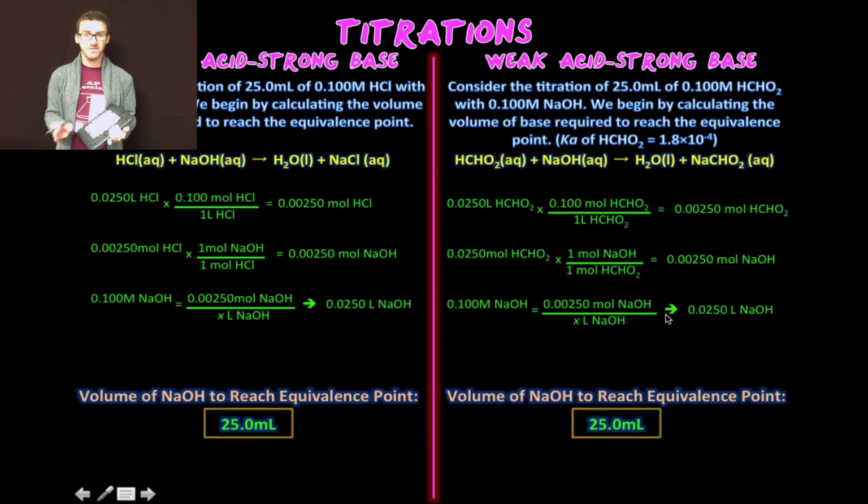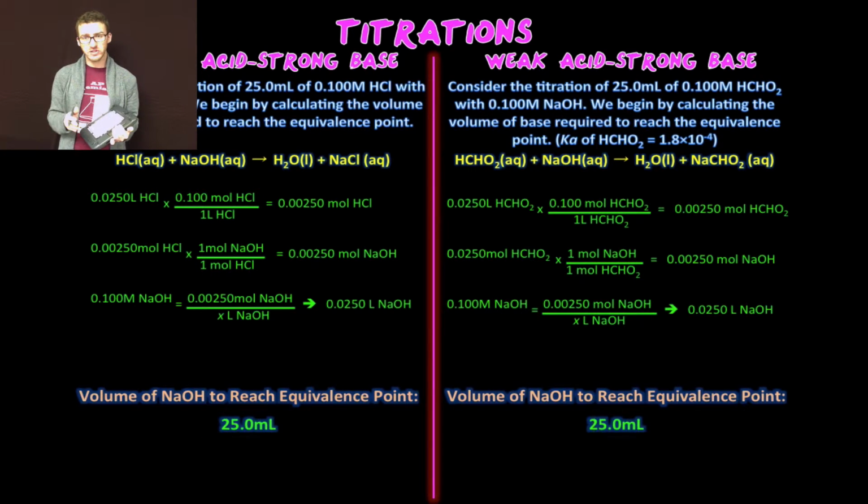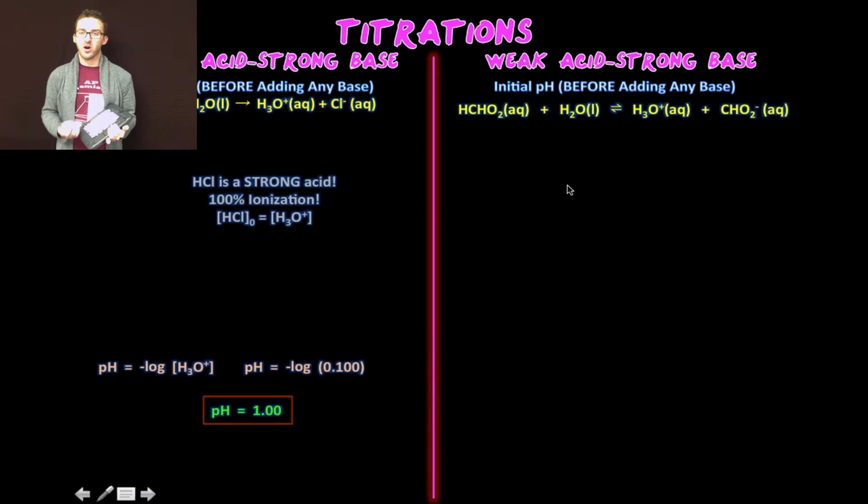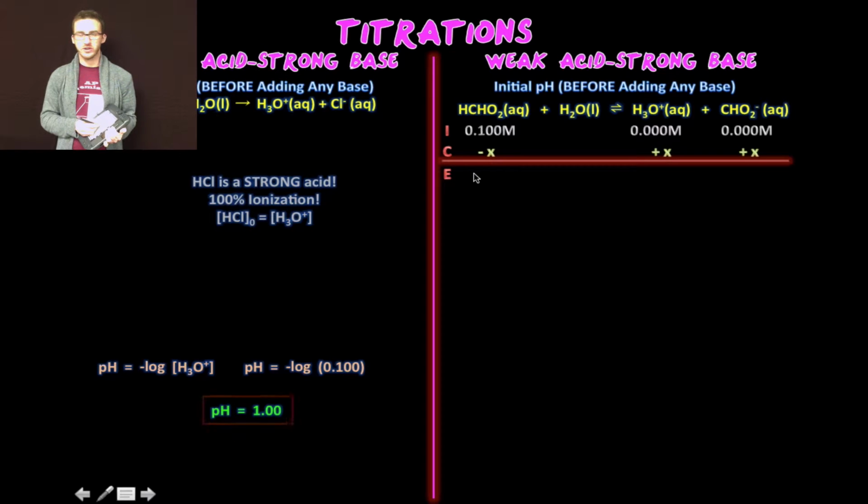So recognize something very important here. We need the same volume of sodium hydroxide in each titration, because in each titration, we're reacting the same number of moles of acid. Okay, let's determine our initial pH before we add any base for our weak acid solution. Because it's a weak acid, we're going to need to use an ICE table. So recognize our initial concentration of formic acid is 0.1, with virtually no hydronium or formate ion. Our change is going to be represented stoichiometrically, so minus x, plus x, and plus x. And then at equilibrium, our concentrations are going to be 0.100 minus x, x, and x.